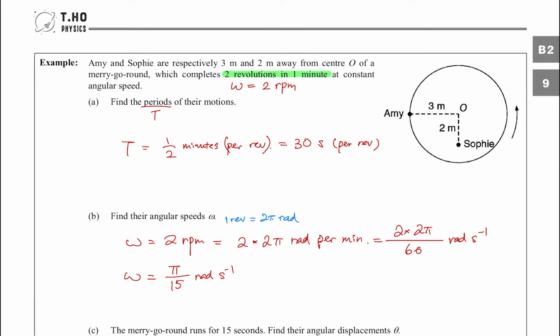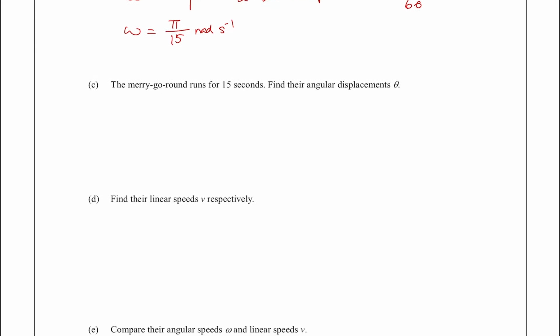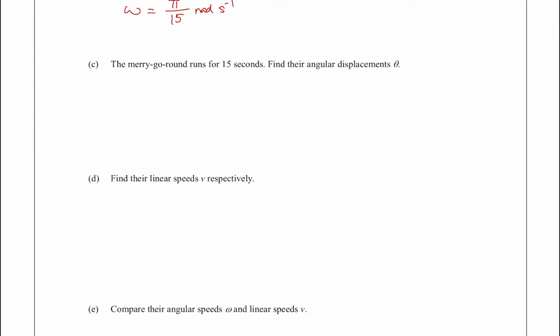Part C. The merry-go-round runs for 15 seconds. Find the angular displacement. Now we have the angular speed, and then we have to calculate theta. We can use the equation theta, angular displacement, equals omega t. Omega is pi/15 and t is 15 seconds. So cancel out, we have pi radian.